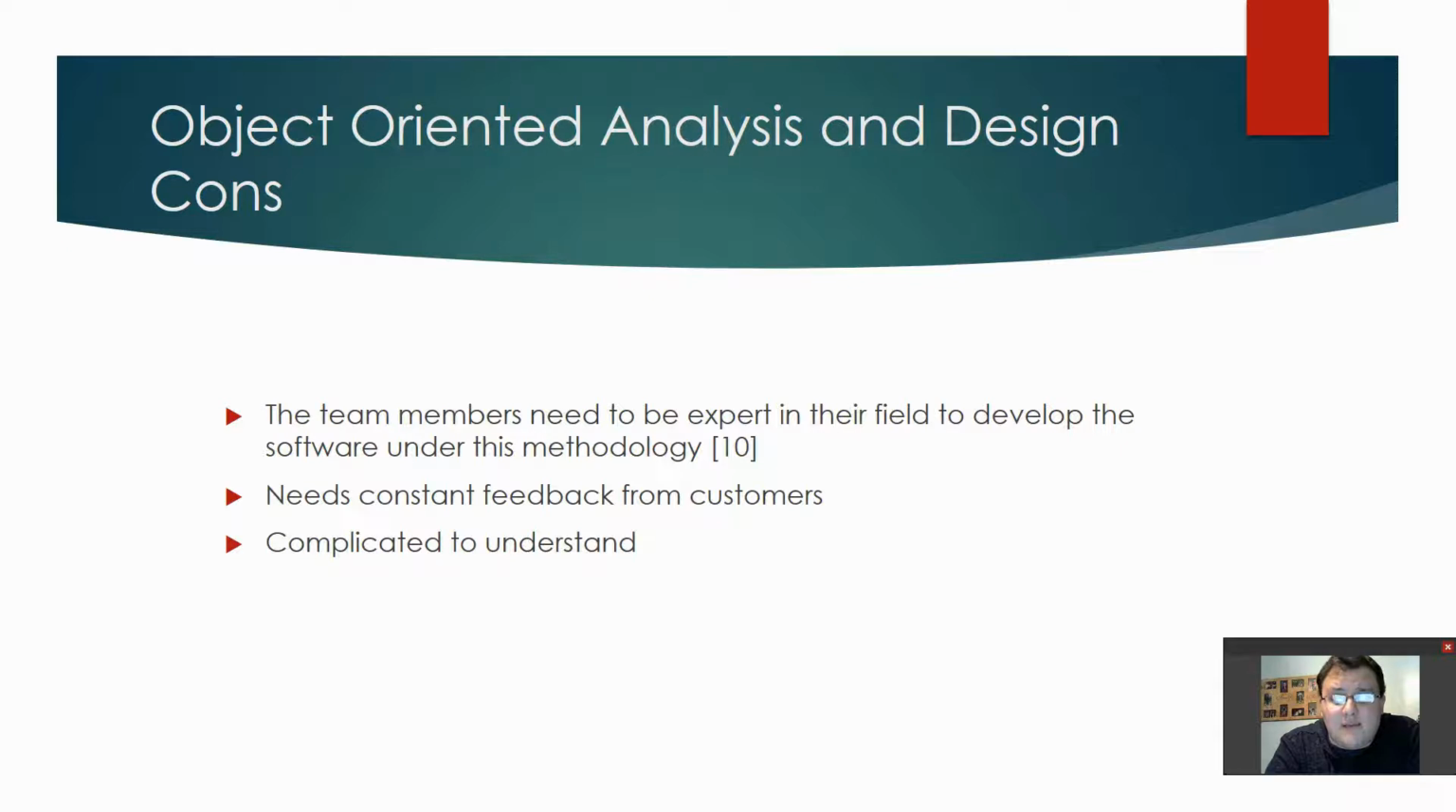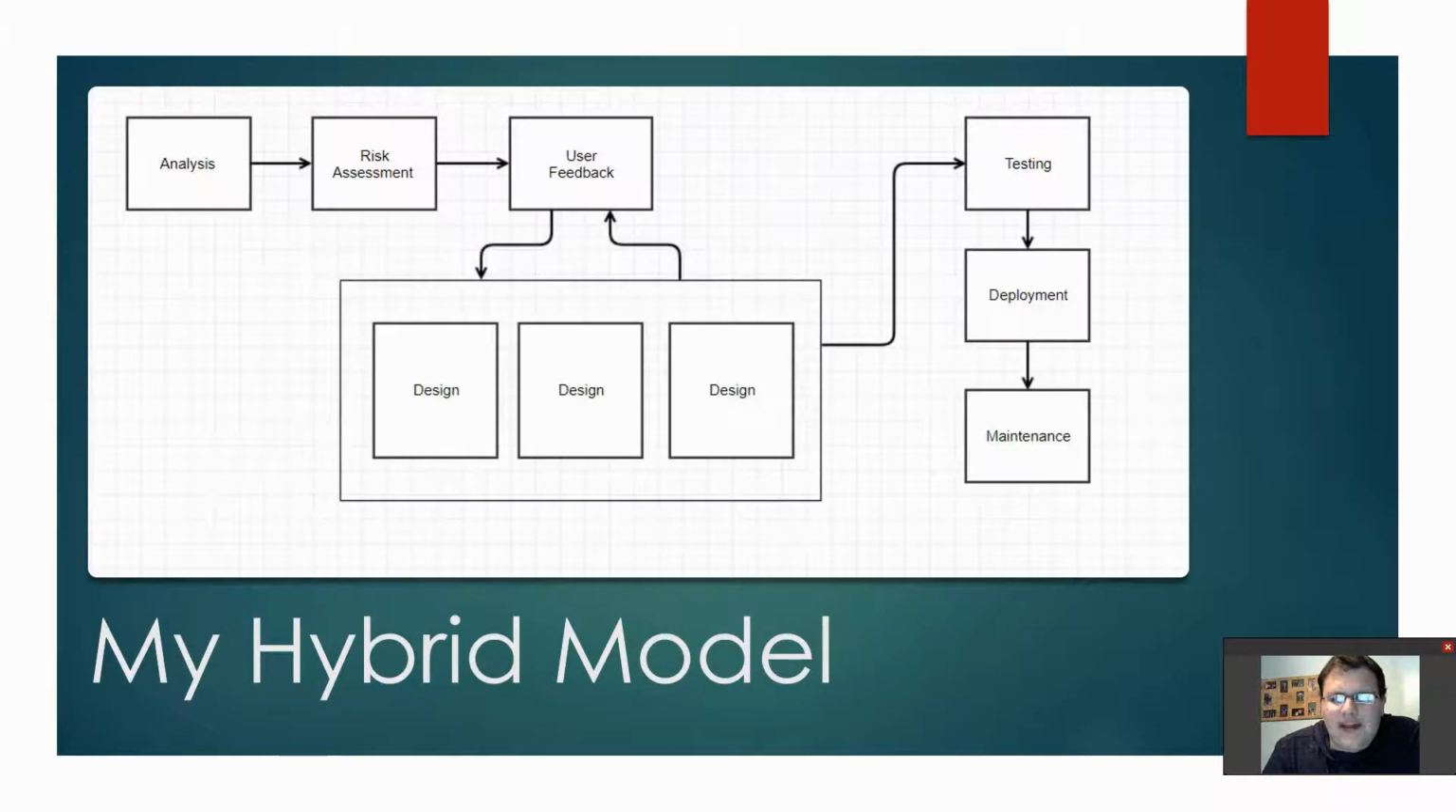It can cause problems, and it's fairly complicated to understand, like the spiral model. And that brings me to my hybrid model. So basically what I looked at was where all the models were good and where all the models were bad. Like with the waterfall model, you can't go back, so you have to have some sort of iterative approach. You have to have somewhere where it could loop back into changing requirements. That's what I got from the waterfall model.